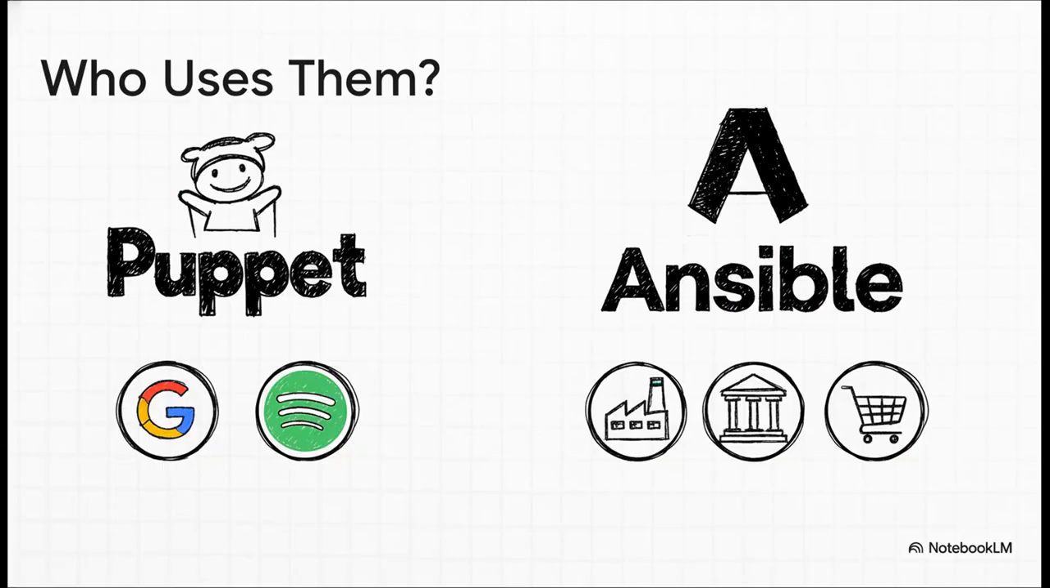And listen, these aren't some niche, obscure tools. We're talking about technology that powers some of the absolute biggest names on the planet. Puppet, for example, is used by giants like Google, Spotify, and even the US Air Force. And Ansible, with its simplicity, has seen just massive adoption across pretty much every part of the tech industry. This is serious, enterprise-grade, battle-tested automation we're talking about.